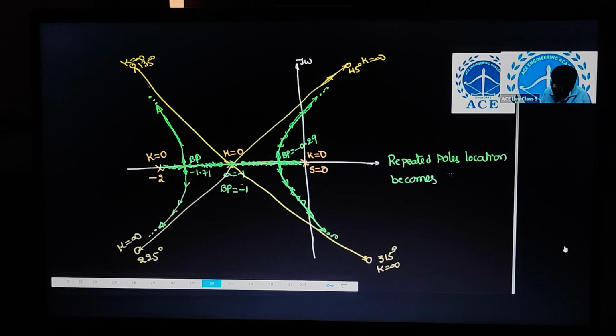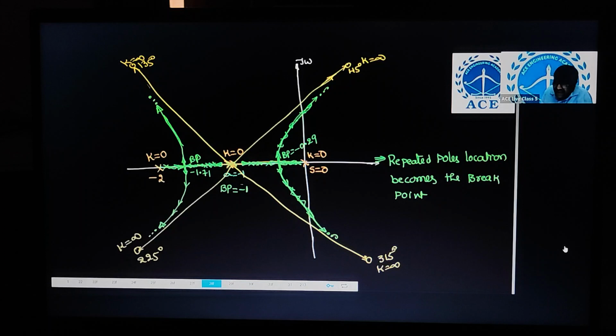Becomes the breakpoint. Don't think that a breakpoint means it should leave the real axis. There is no need to leave the real axis. Here there are 2 poles, so it won't leave. One moves left or right because root locus branches are there.